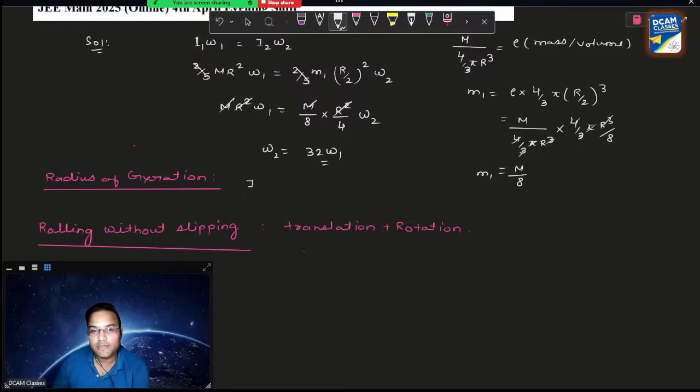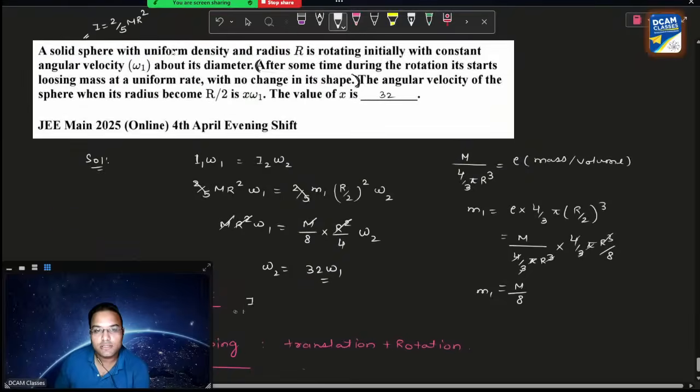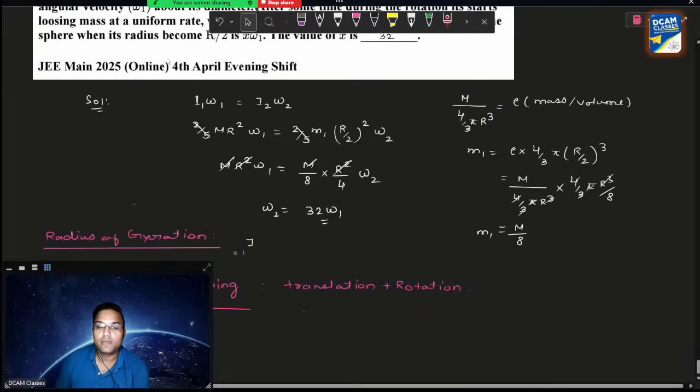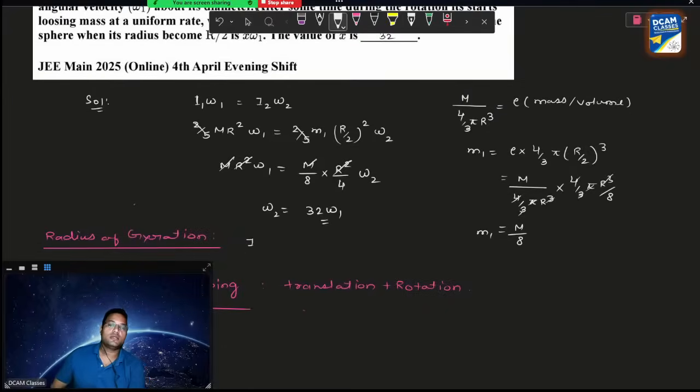Like we were studying now, the solid sphere about its center of mass, the moment of inertia was 2 by 5 mr square. Now, when we talk about radius of gyration, whatever moment of inertia you are trying to find, you just equate that moment of inertia with m k square. What's the concept? Whatever the body is, you are treating that particular body as a point mass.